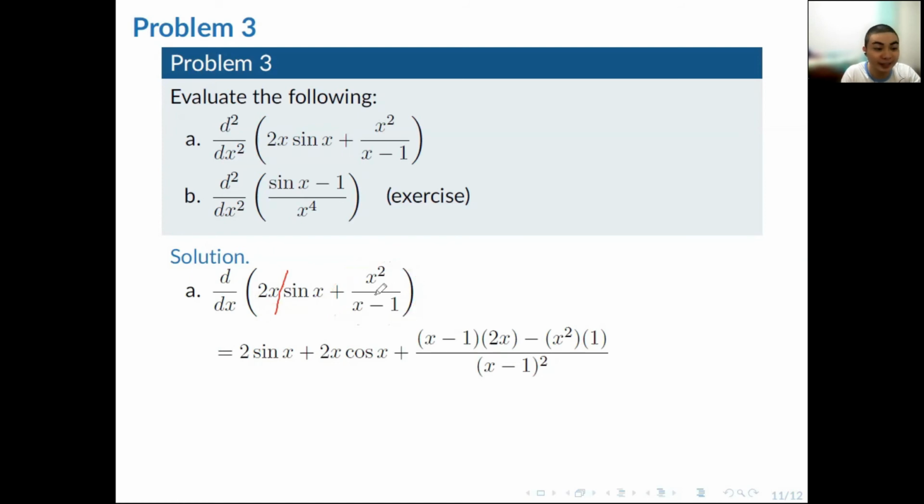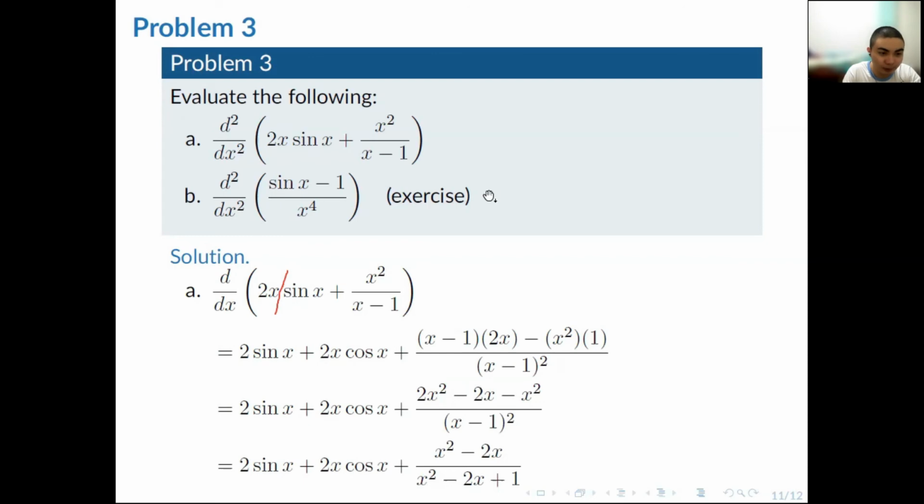So low di high, high di low, kung naalala nyo. So low, we have here x minus 1 times d high, or derivative ng numerator. So derivative ng x squared is 2x. Minus high di low. So we copy the numerator, then find the derivative of the denominator. So the derivative of the denominator, which is x minus 1, is equal to 1. Tapos ito, yung low di high, high di low, all over the square of low. So we have here x minus 1 squared.